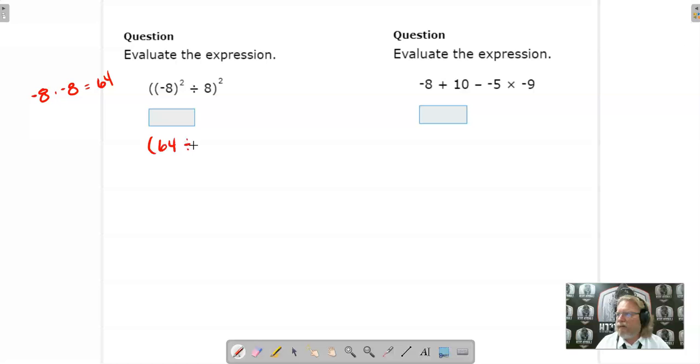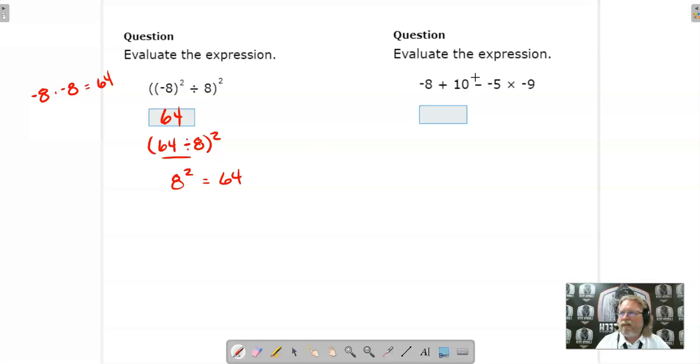Now let's bring down that -8 squared. I did the -8 squared. Next thing I need to do is divide 64 by 8, and 64 divided by 8 is 8. That's what was in the parentheses from here. Now let's bring down our exponent of 2, and 8 squared is 64. So my final answer would be 64.